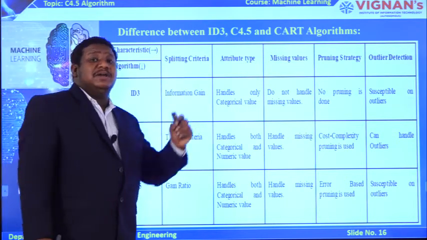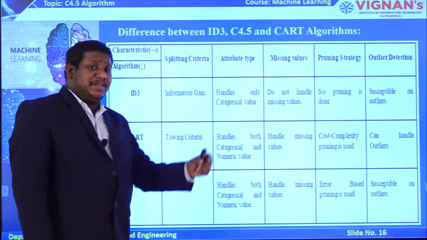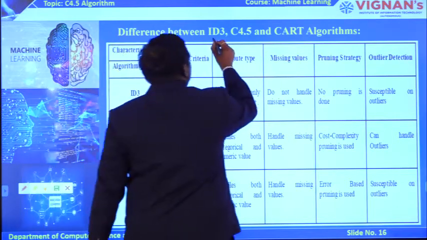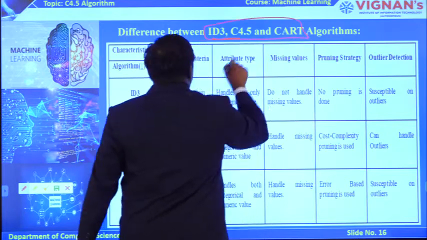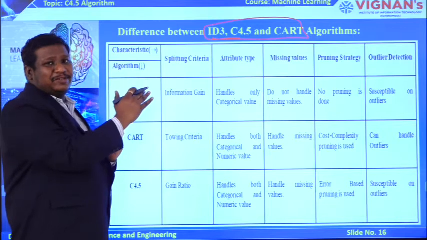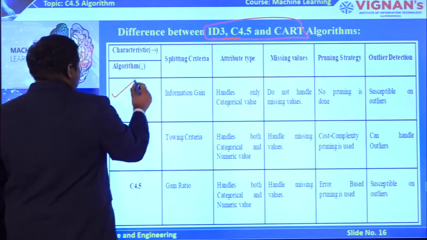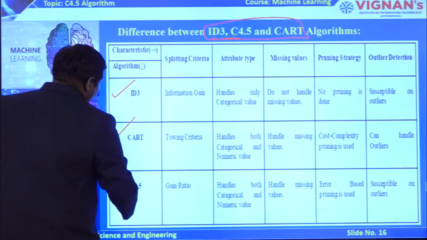So, this is the major difference between the C4.5, ID3 and CART algorithm, which is another important one in decision trees. CART stands for classification and regression tree algorithm. These three algorithms are the decision tree algorithms which are famously used. For that, I have given a detailed comparison in terms of various parameters for better understanding. The first one is ID3 algorithm, then CART algorithm and C4.5 algorithm.